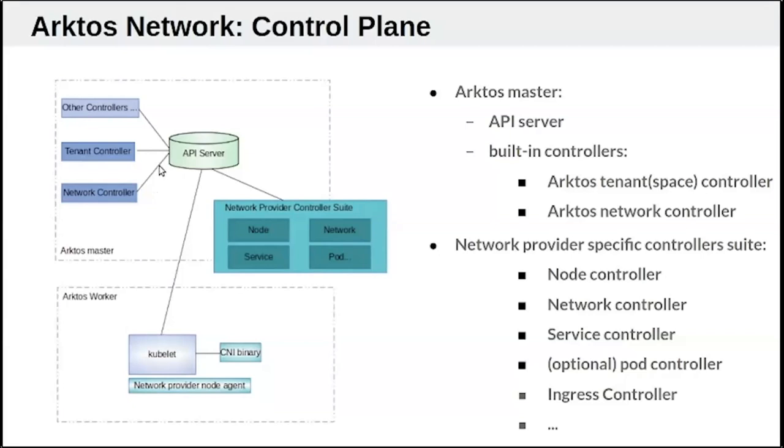Besides the built-in Arktos components, the external network provider should put some needed components running as part of the Arktos master. These running components are collectively called the network provider control suite. Typically, they include various controllers for node, for network, for service, for pods, and the ingress, etc.